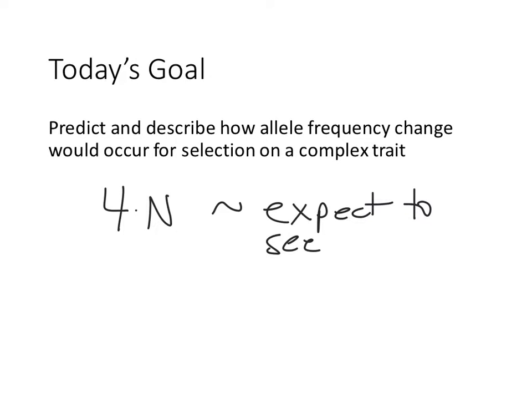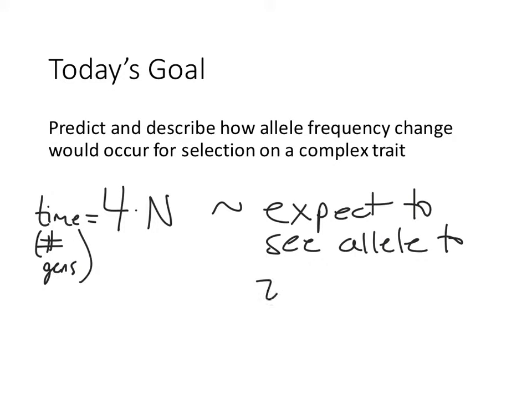Even if the allele is neutral, that is, if the allele doesn't do anything to your fitness, and natural selection doesn't do anything to increase or decrease its frequency, on a number of generations that's 4 times the population size, you expect to see any allele to be fixed or lost. So that would be frequency equals 1 or 0.